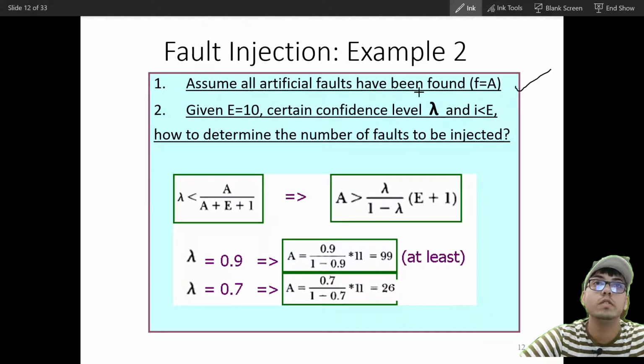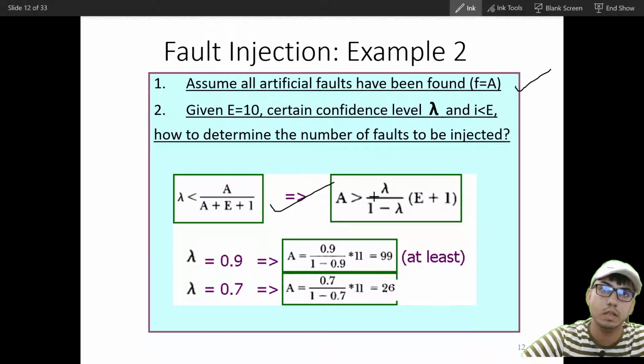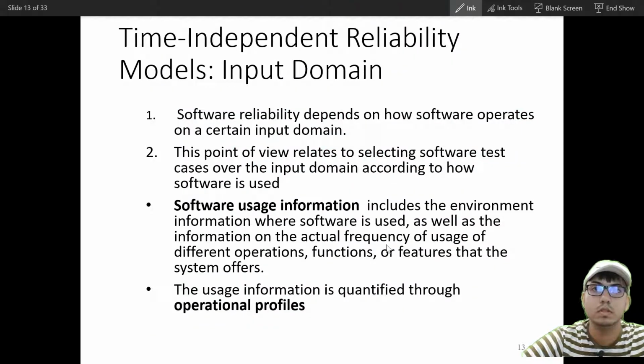Assume all artificial faults have been found, F equals A, given E equals 10 and a certain confidence level lambda. For I less than E, lambda is less than A/(A+E+1), and A is greater than or equal to lambda/(1-lambda) × (E+1). With lambda equal to 0.9, we get 0.9/(1-0.9), an approximate value. So this is the time independent reliability model. Software reliability depends on how the software operates in its domain.